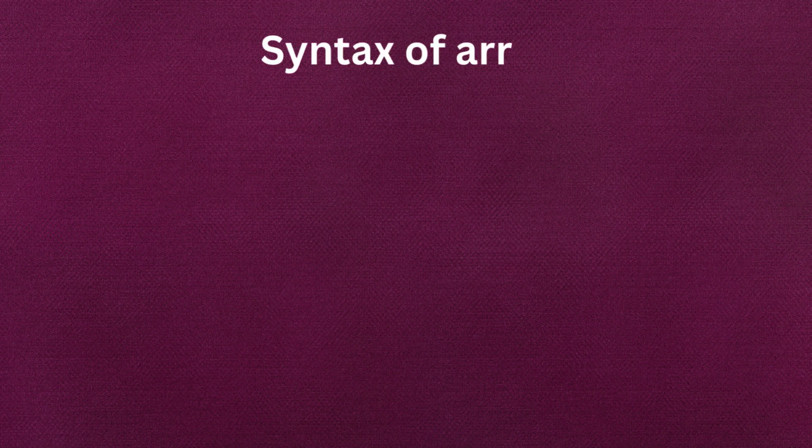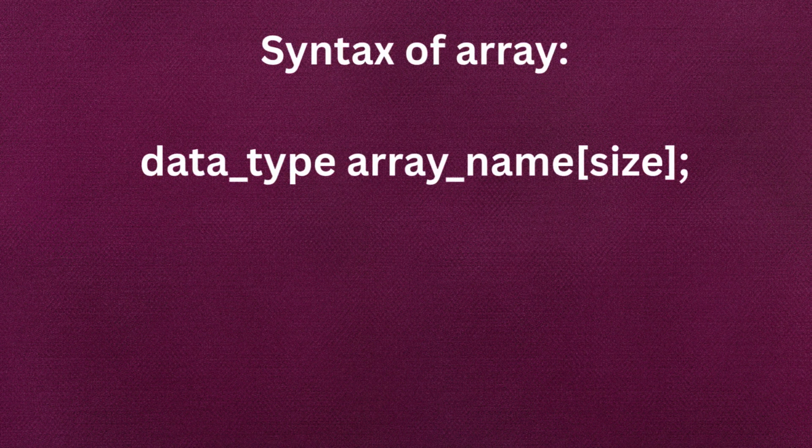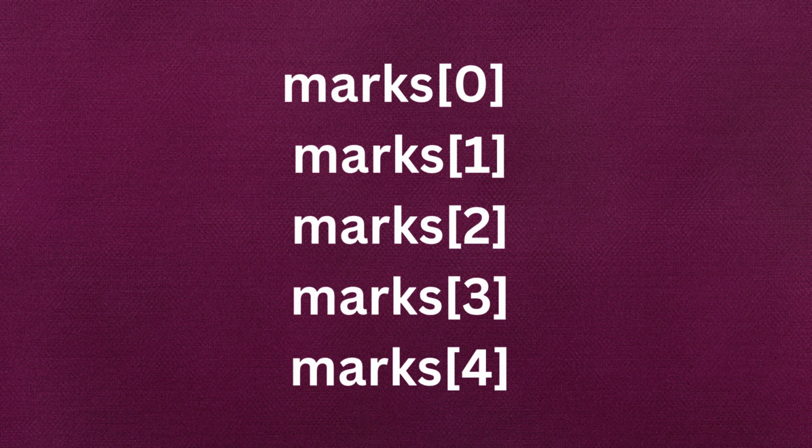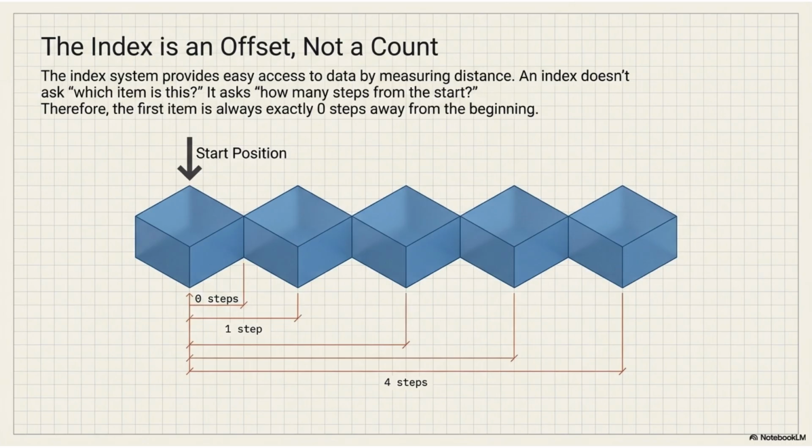This is the syntax for an array. We write the data type, then the array name, and then the size in square brackets. For example, int marks[5]. This means we create an array of 5 integers. Memory looks like marks[0], marks[1], marks[2], 3, up to 4. An important point is that array index always starts from 0, not 1.